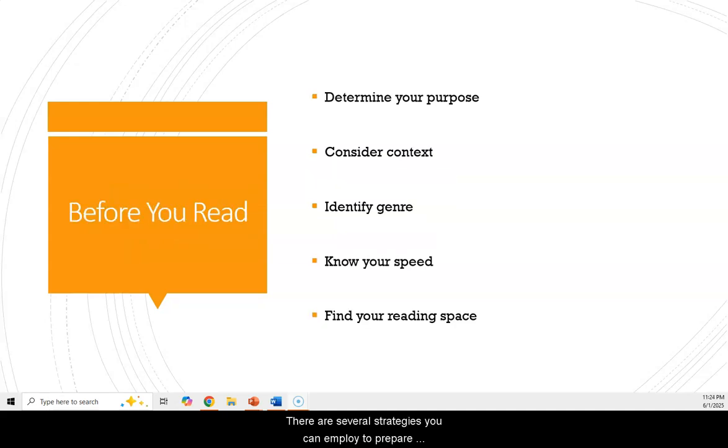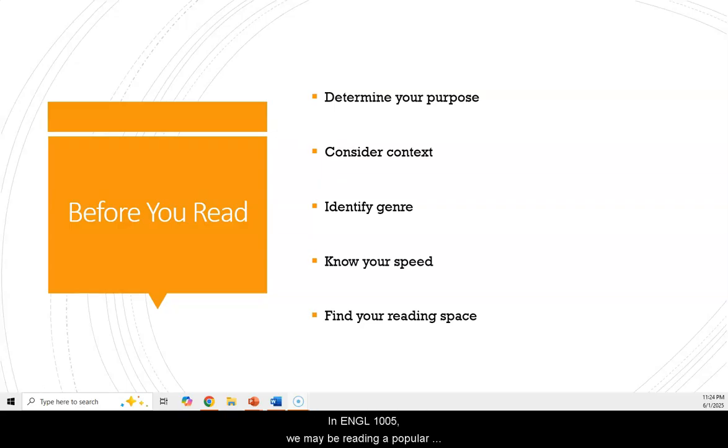There are several strategies you can employ to prepare to engage with the text before you even begin reading. The first is to determine your purpose. Why are you reading this text? What are you supposed to learn from it? This can help you focus on what details to pay attention to and how to approach the activity of reading.